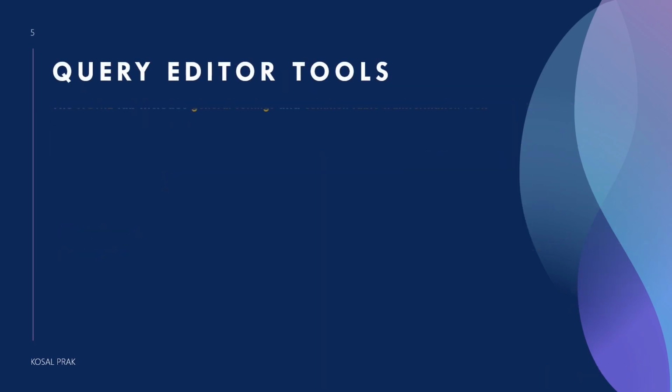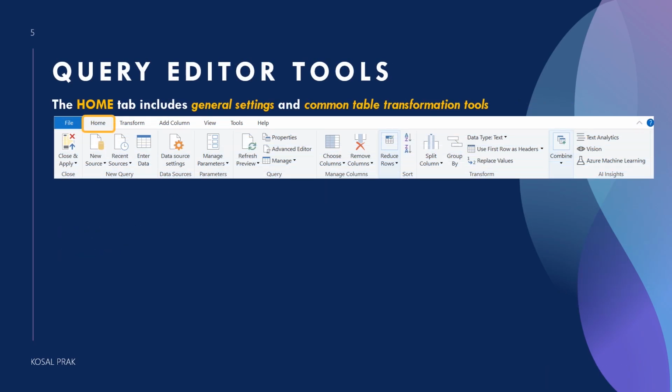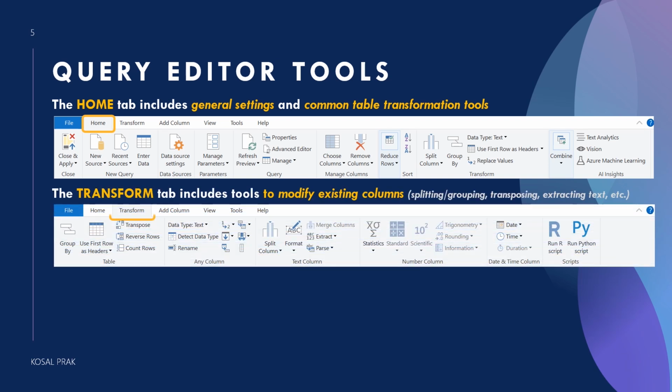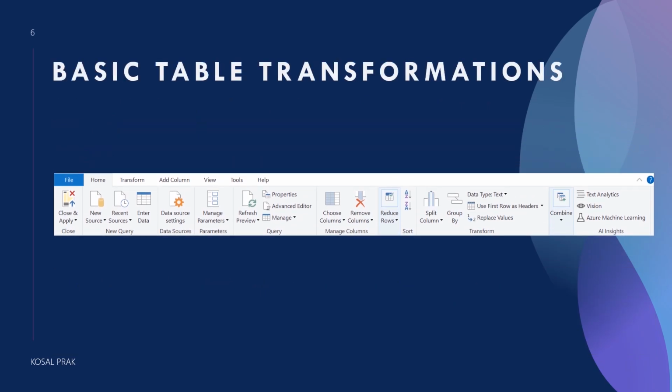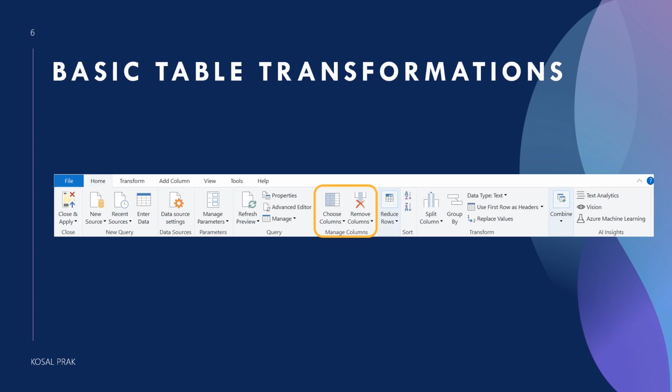Query editing tools. The Home tab includes general settings and common table transformation tools. The Transform tab includes tools to modify existing columns, splitting or grouping, transposing, extracting text, etc. The Add Column tools create new columns based on conditional rules, text operations, calculations, dates, etc. Basic table transformations.